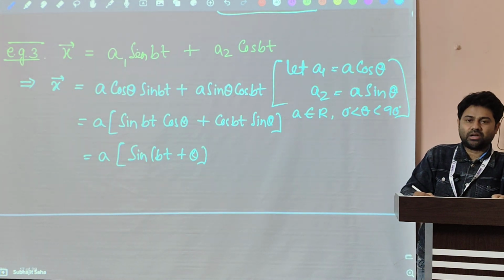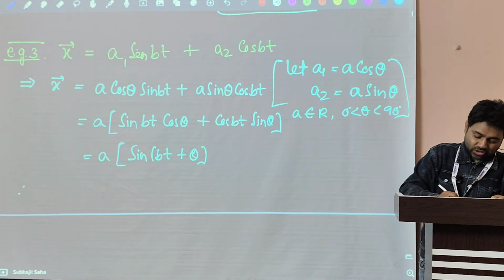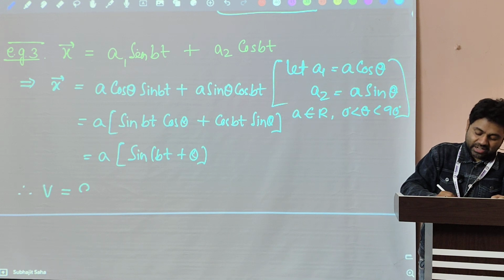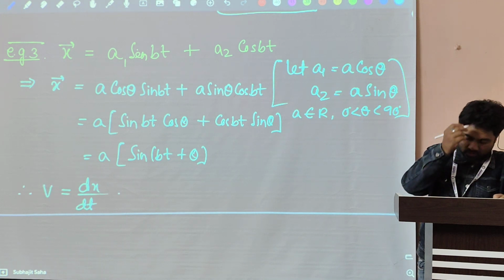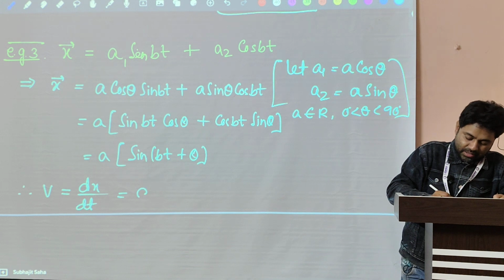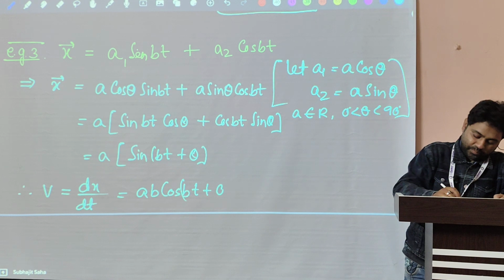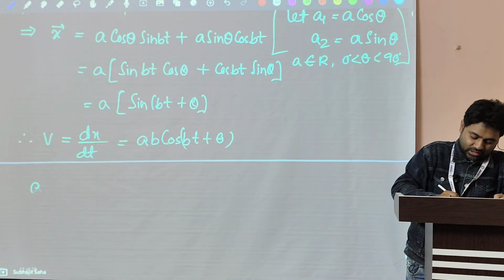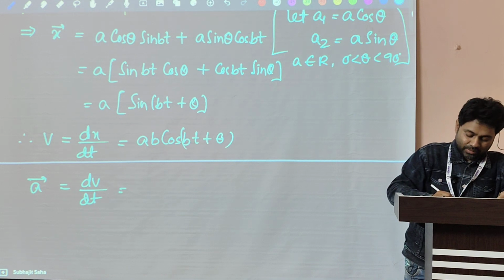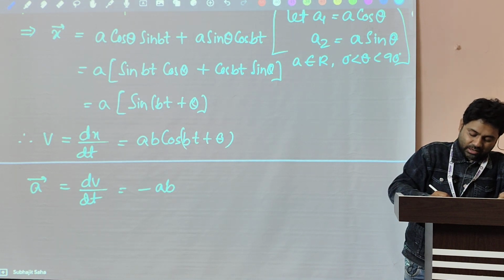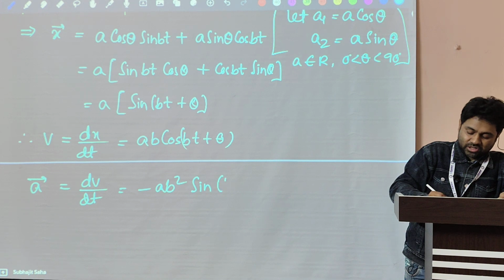That's the displacement of the particle. So let's find the velocity. It will be dx/dt, the same. That would be ab cos(bt + theta), and acceleration dv/dt. Take the further derivative, it will be the same as minus ab² sin(bt + theta).